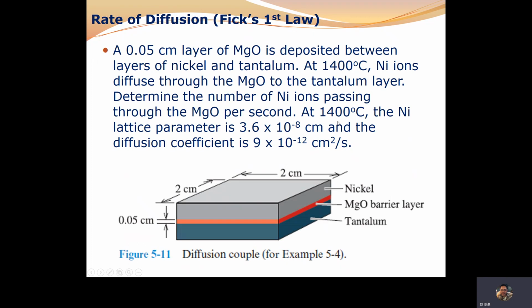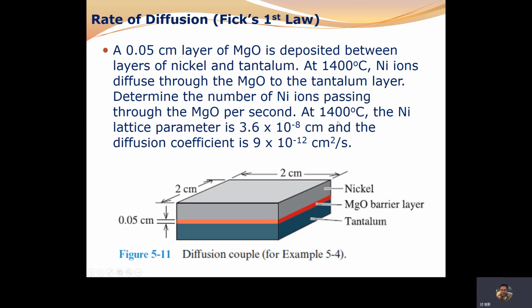Okay, so here is one example of steady state diffusion. For example, we have a sandwich structure. One layer is nickel, and the other layer is tantalum, and the interface, the barrier layer between these two metals, is magnesium oxide. The surface area of each material is 2 centimeter by 2 centimeter, and the thickness of the magnesium oxide barrier layer is about 0.05 centimeter. Therefore, a 0.05 centimeter layer of magnesium oxide is deposited between the layers of nickel and tantalum, right?